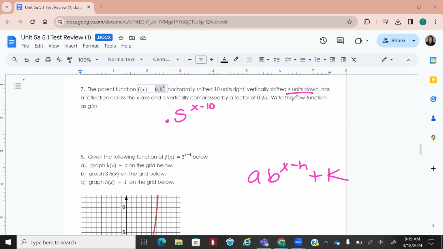We're going to shift 4 units down, so that's going to be minus 4. And we're going to have a reflection across the x-axis, which is negative. And then it's compressed vertically by a factor of 0.25, so we're going to put 0.25 out front. Okay, so here's our equation: y equals negative 0.25 times 0.5 raised to the x minus 10, minus 4.